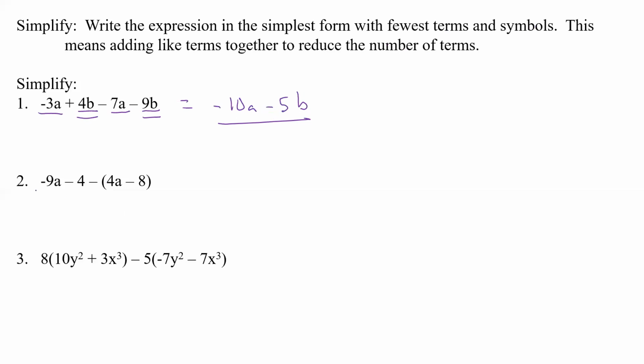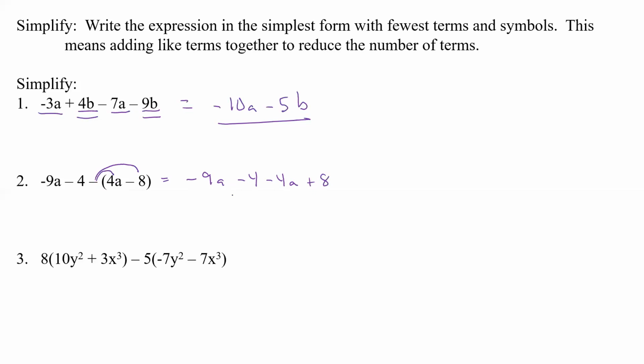All right, now what do we do? Well, here we have a -9A, -4, -4A, -8. Well, first we have to get rid of this set of parentheses. So we're going to have to distribute that negative here, okay? So that gives us -9A -4 minus a 1 times a 4A is going to give us a -4A. A -1 times a -8 is going to give us +8.